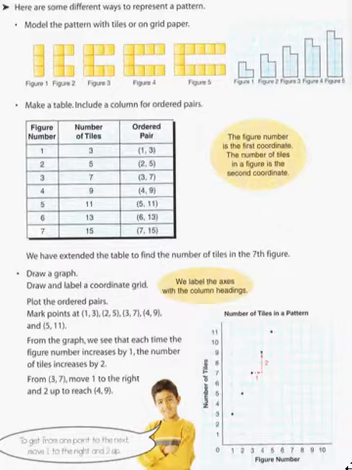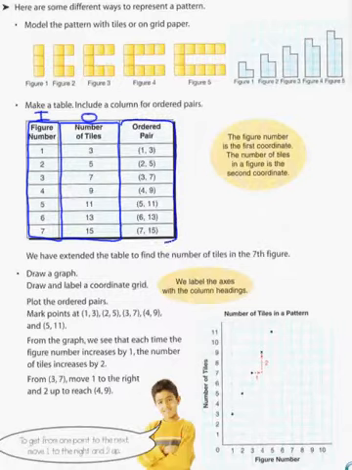And then there's another way, making a table. If you make a table, you're basically making an input-output table. The figure number is your input numbers. Your output numbers are the number of tiles. And then we have an extra part of our table, and it's our ordered pairs. Basically you're just putting your figure number together with the number of tiles to create your ordered pairs, and then you can put them on a graph.